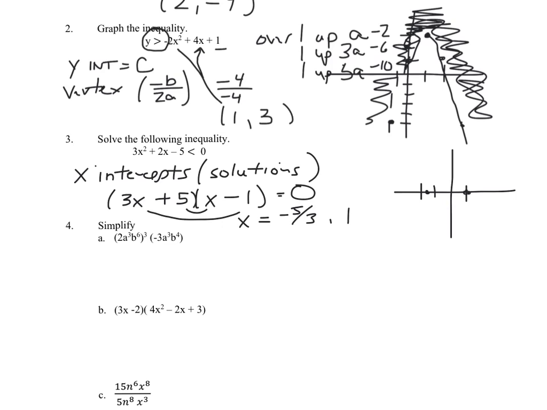Now the parabola, because the a value is positive, opens up. If the a value would be negative, it would open down. But I know it's got to open up. It's going to look something like this. The question's asking, when is this less than 0? Which means, when is it negative, or when is it below the x-axis? Which in this case is right here, where it's below, which is between the two values. So my solution would be everything between negative 5/3 and 1, but not equal to.